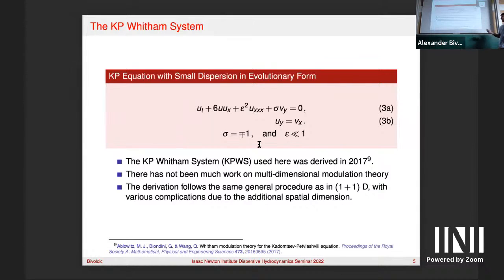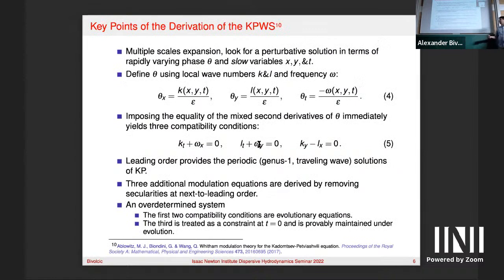Now, it's worth saying that there hasn't been a lot of work on multidimensional Whitham theory in general. The derivation follows the same general procedure as 1 + 1 dimensions, but there will be some added complications along the way. So if you do work in modulations, this will probably look familiar. So we're going to do a multiple scales expansion, and then from there we'll define our local wave numbers through that rapidly varying phase. So k in the x direction, l, and then omega is our frequency.